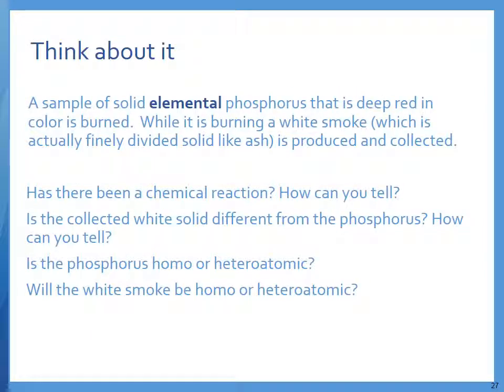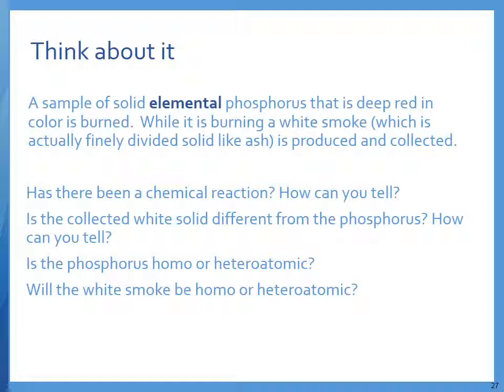So, just one little example. Let's think about if we have the solid elemental, and notice I highlighted elemental, solid elemental phosphorus. It's deep red in color, so that would be a physical property of elemental phosphorus. Its color is red. And then we burn it. While it's burning, a white smoke, which is actually like ash, is collected. All right, so the key word here is that the phosphorus is an element. Remember that elements are only made of one type of atom, one type of substance.